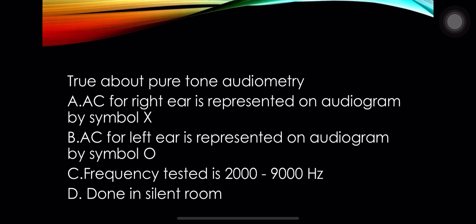True about Pearson audiometry. Air conduction for right ear is represented on audiogram by symbol cross. No, it's represented by round symbol, it's not cross symbol. Air conduction for left ear is represented on audiogram by symbol O. No, here it is represented by X, not O. Now, frequency tested is 2000 to 9000 hertz. No, we are specially testing the speech frequencies. So, there should be 500, 1000, 2000 hertz. Here, 500 and 1000 is not given. So, this is wrong. Done in silent room. Yes, it should be done in silent room. So, this is the correct answer.